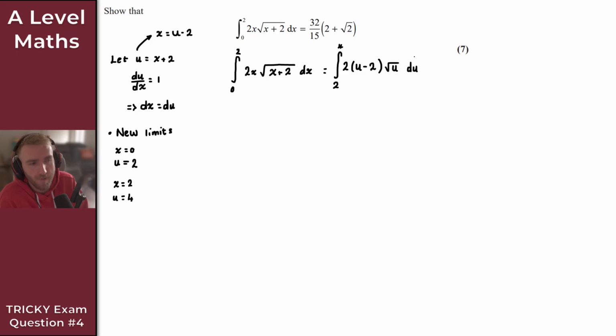Perfect. Let's simplify the integrand, because trying to integrate this in its current form is not particularly nice. So expand this bracket, so I get 2u minus 4, then times it by u to the power of a half. If I do that down here, again, the limits won't change. We're going from 2 to 4. As I just said, I get 2u minus 4 times u to the power of a half.